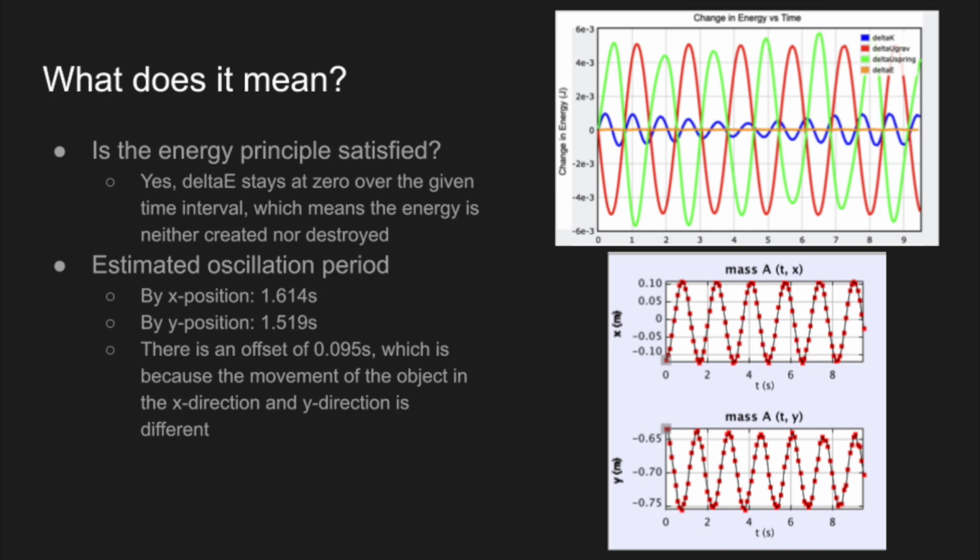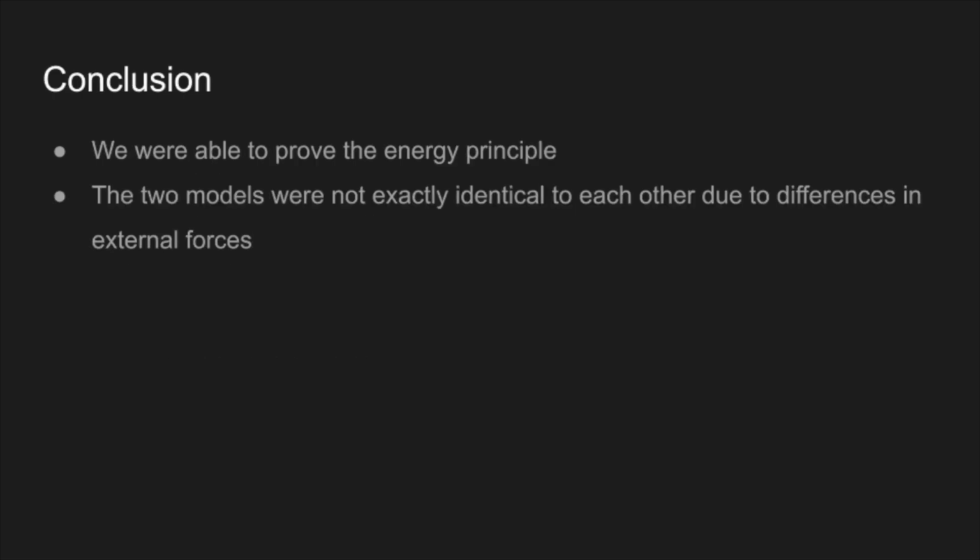For the estimated oscillation period, by the X position, I got 1.614 seconds. By Y position, I got 1.519 seconds. There's an offset of 0.095 seconds, which is because the movement of the object in the X direction and Y direction is different. In conclusion, we were able to prove the energy principle.